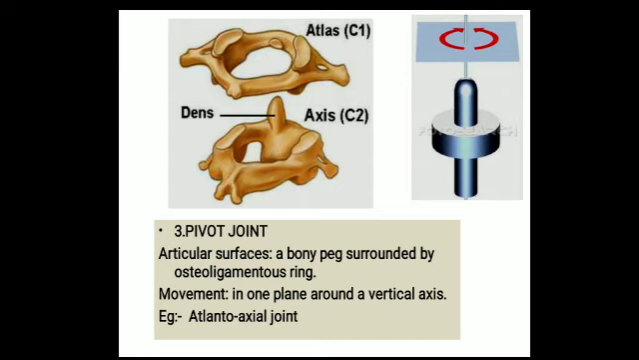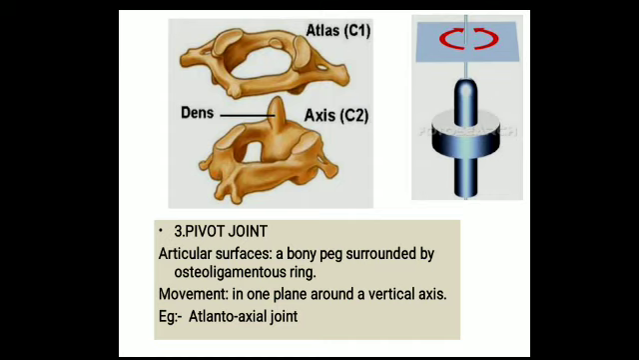Next variety of synovial joint is the pivot joint. In a pivot joint there will be a bony peg, that means a bony projection, and that will be surrounded within an osteoligamentous ring. Osteoligamentous means partly that ring is made up of bone and partly it is a ligamentous structure. So within that ring, this bony peg or projection can rotate. Such a variety of joints you can call a pivot joint.